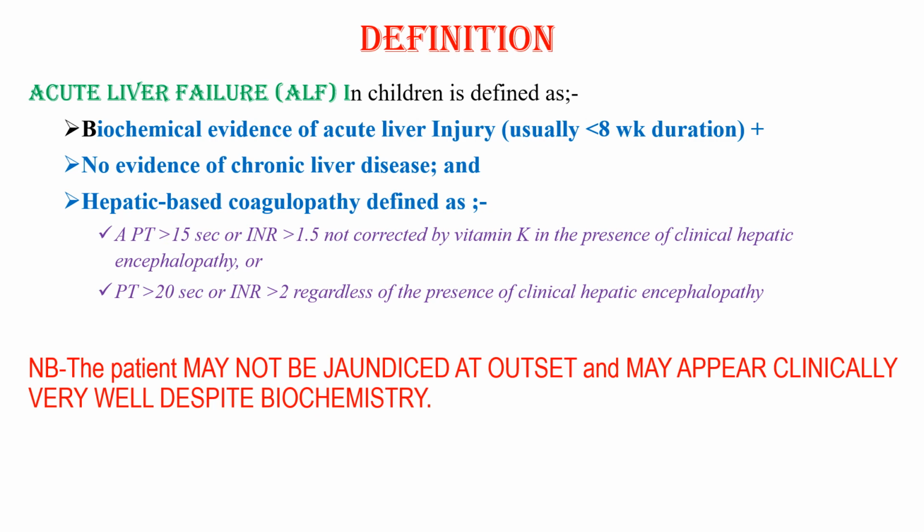We should always remember that the patient may not be jaundiced at outset and may appear clinically well despite the biochemistry. So we should never go by how the patient looks. We have to monitor biochemically. The patient might not be jaundiced, or may look like a well child, despite having such a level of liver failure.